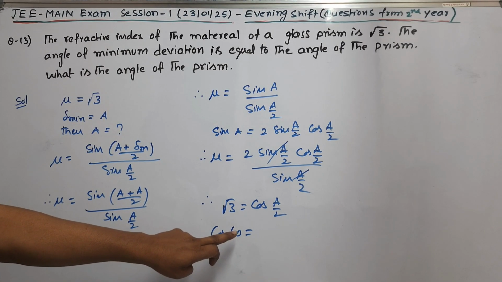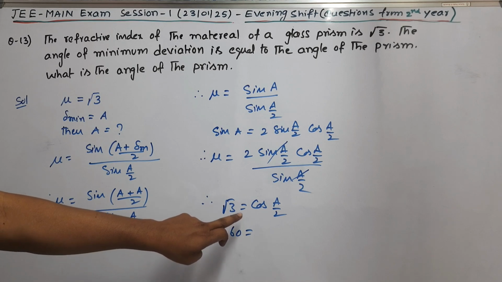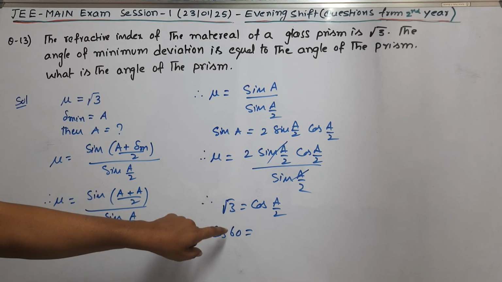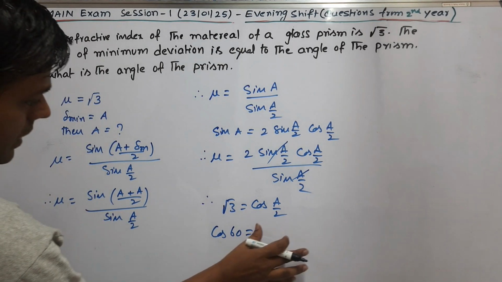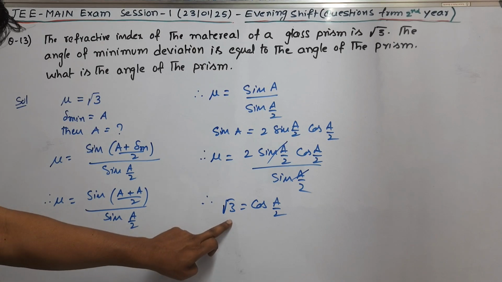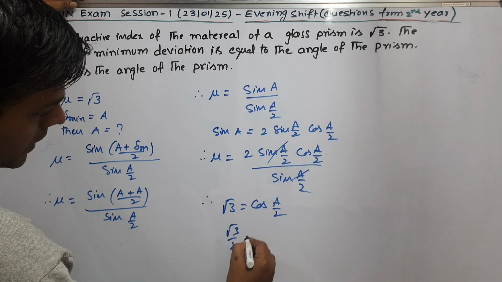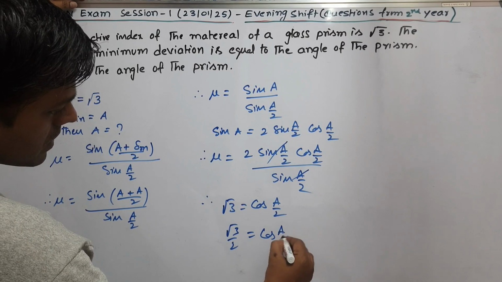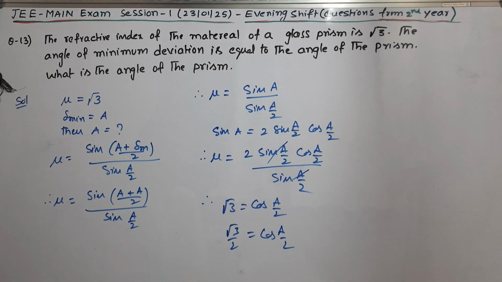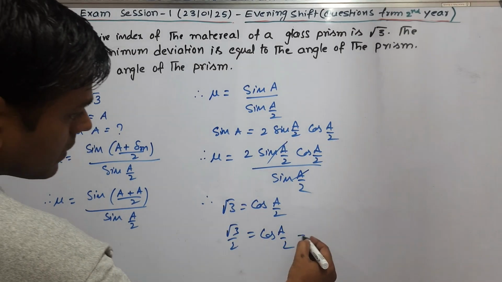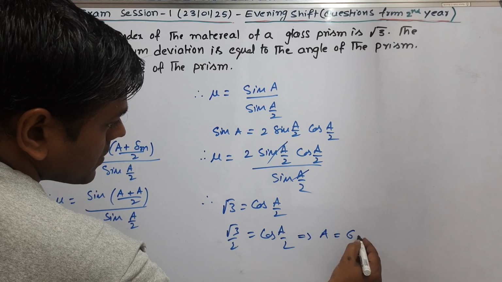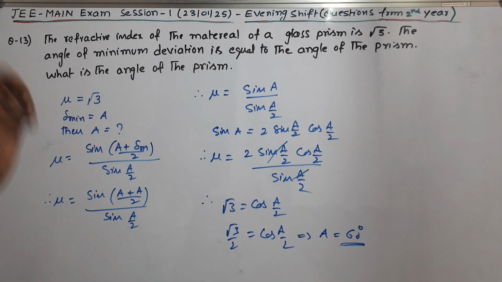Okay, so this one, what is that? Sorry, mu is equal to what? Mu root 3. Yes, root 3 is equal to cos A by 2. Then root 3 by 2 is equal to cos A by 2. Because 2 is there, that's why this 2 is brought to this side, root 3 by 2. That implies A is equal to 60 degree. Okay, that's it.